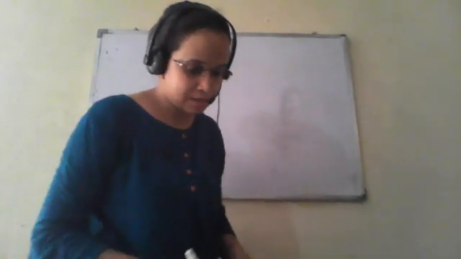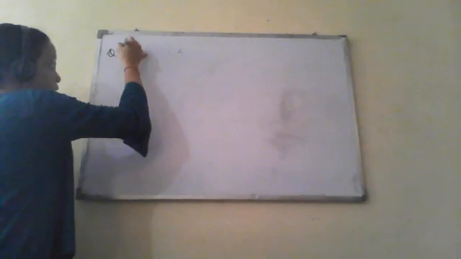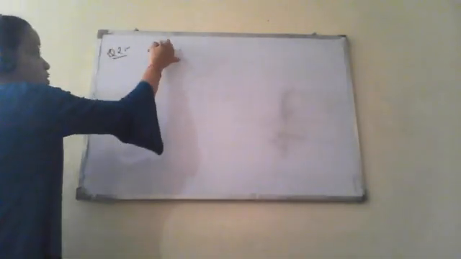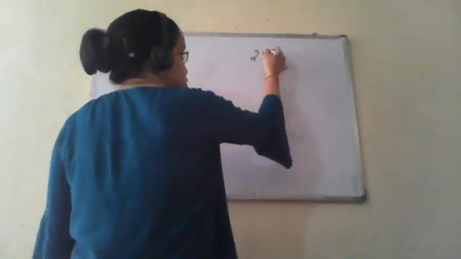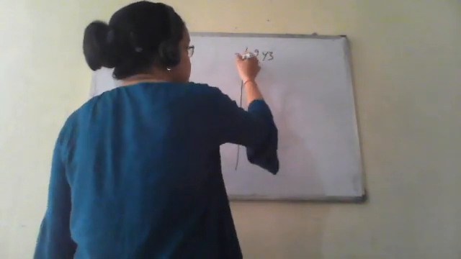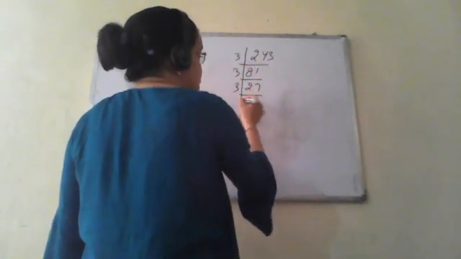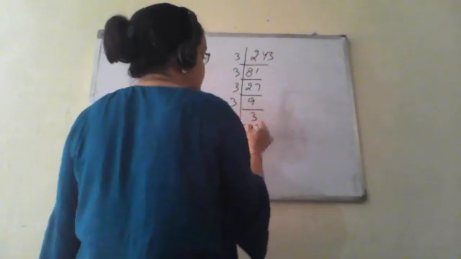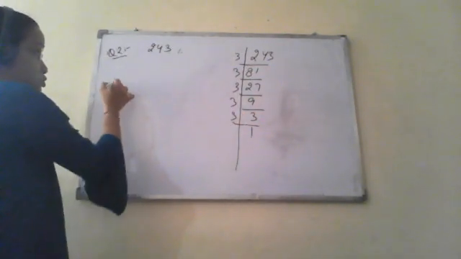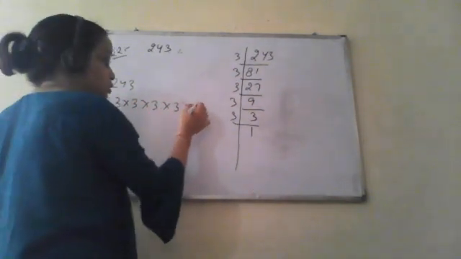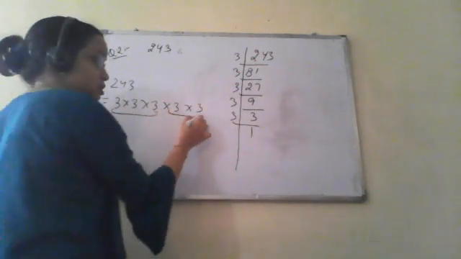Next question is, find the smallest number by which each of the following numbers must be multiplied to obtain a perfect cube. So we have to find by which number we have to multiply the given number in order to make it a perfect cube. So first one is 243. We have to do the prime factors first. This is 243, this is 81, this is 27, this is 9. So 243 can be written as 3 into 3 into 3 into 3 into 3. So this triplet is complete. This is incomplete.